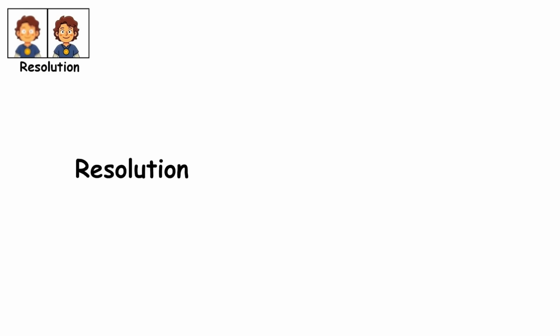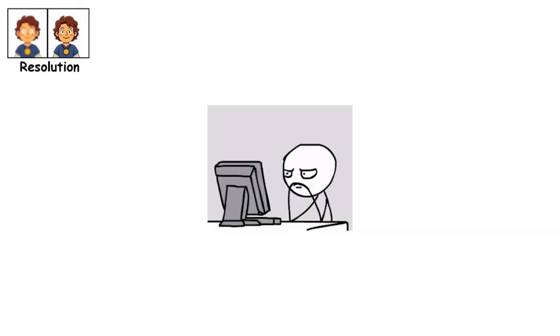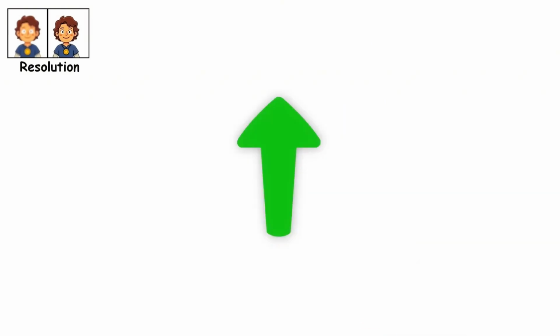Think of resolution as the size of the canvas, and render scale as how detailed the artist decides to paint it. I personally always check render scale first when a game runs badly. Half the time it's set to something weird by default, and bumping it fixes everything without touching other settings.